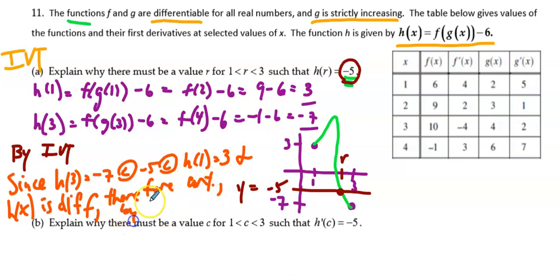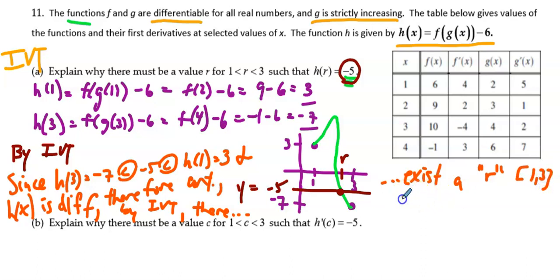By IVT, there exists some value of r on the interval from 1 to 3 such that h of r is equal to -5. And that just says that y has to equal -5. So somewhere on this curve, on the interval from 1 to 3, y has to equal -5. Well, if we're at 3 and we cross to -7, we had to cross -5. And again, this number here could be any value between 3 and -7.